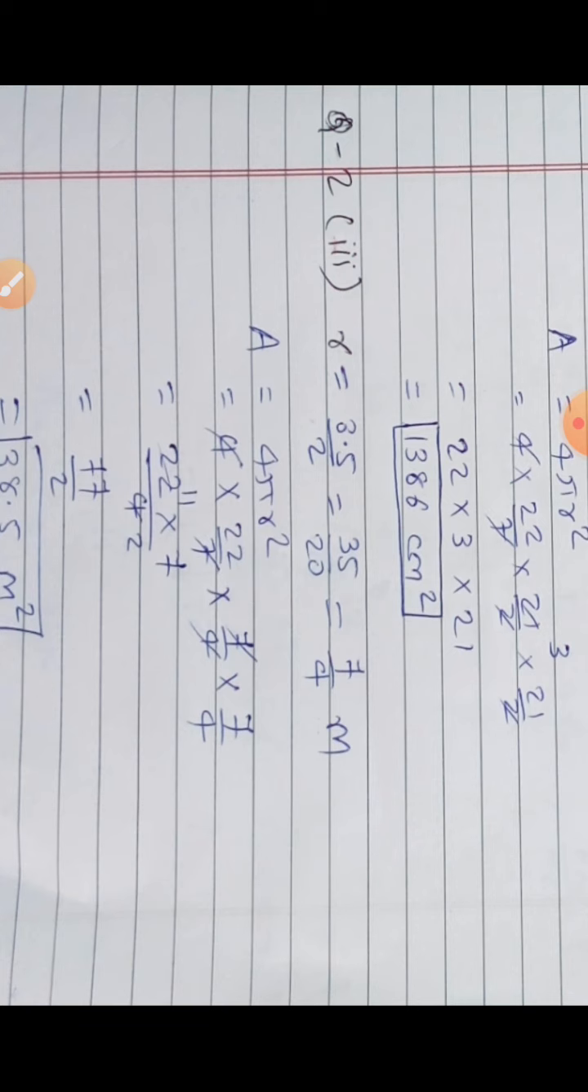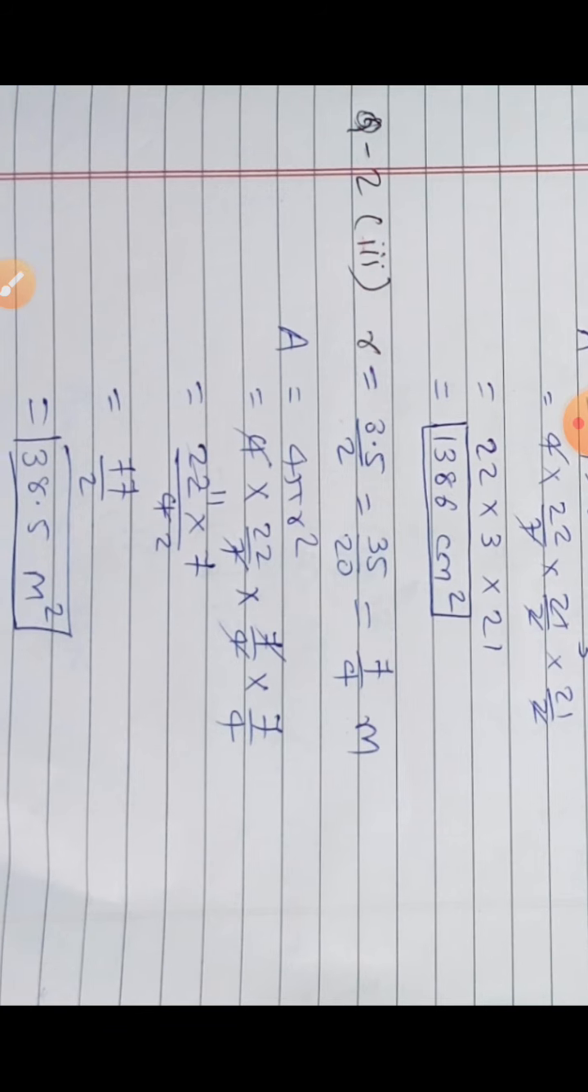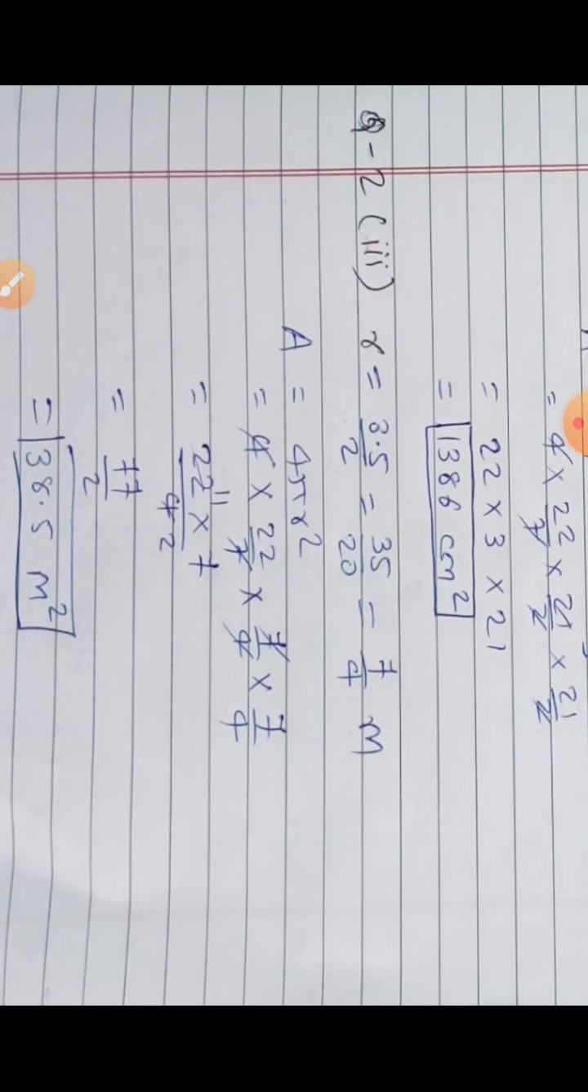Just like the previous one, the same formula is used. For r square, 7 by 4 is written 2 times. Whatever cancels, cancels directly. Whatever is left is 22 by 7 divided by 4. Now if you want to cut step by step, then you also write just like me.